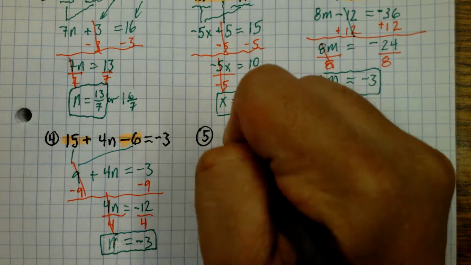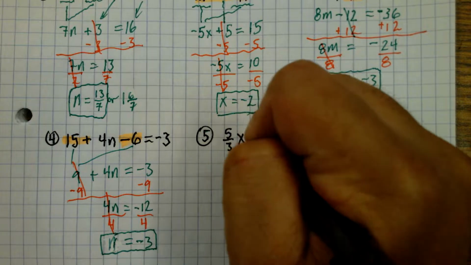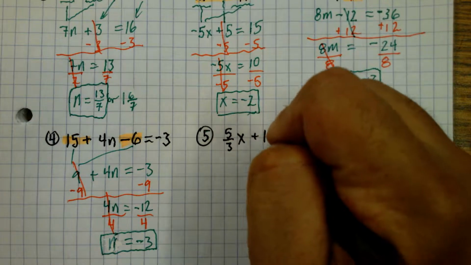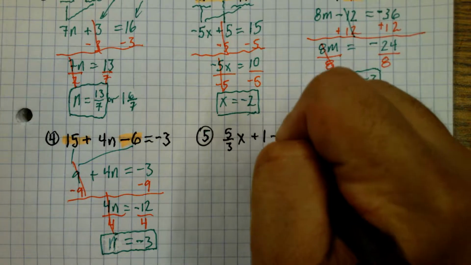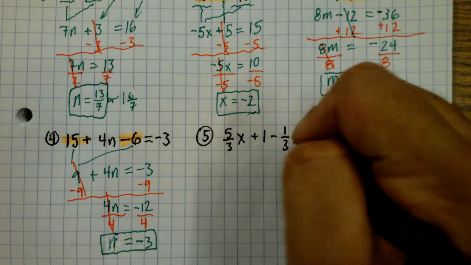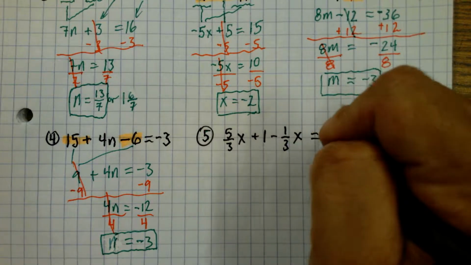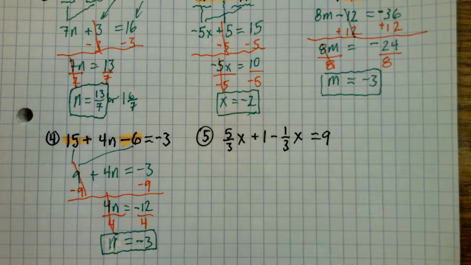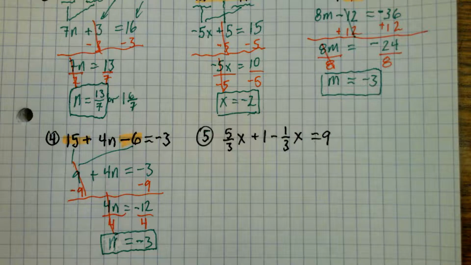5/3 x plus 1 minus 1/3 x equals 9. Okay, I need your focus here, guys. So before you start, oh my God, we got fractions. They're being sparing with us. They're not too bad because I'm noticing I have common denominators.